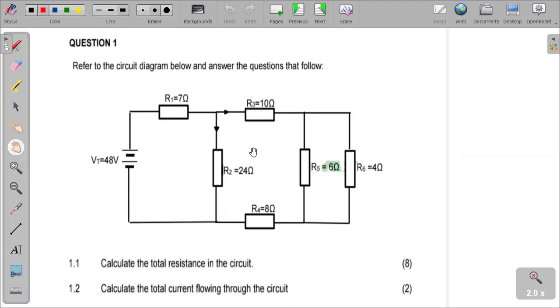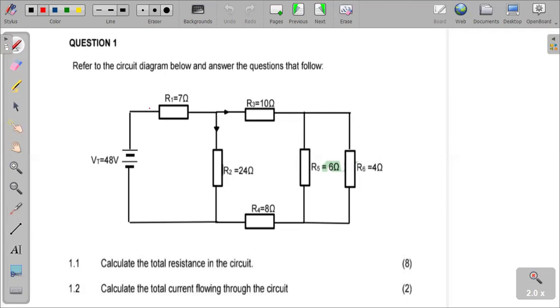First things first, there are resistors that are in parallel and resistors that are in series. Of course, so it's a series-parallel combination. But how do we ascertain, how do we know that these resistors here are in parallel, and these are in series?